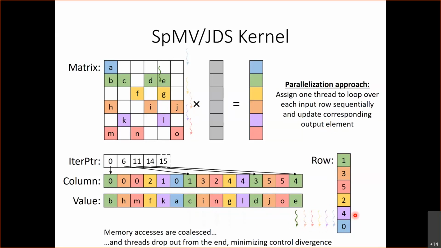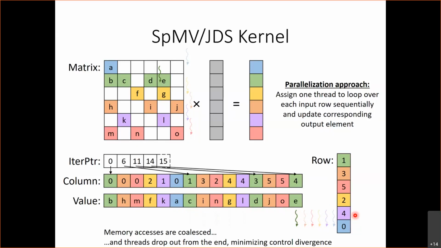Okay, so let's talk about the different advantages and disadvantages of the JDS format. First, in terms of space efficiency, how does the JDS format compare to ELL, for example? It's more space efficient. Right, exactly. So JDS is more space efficient because there isn't any padding.